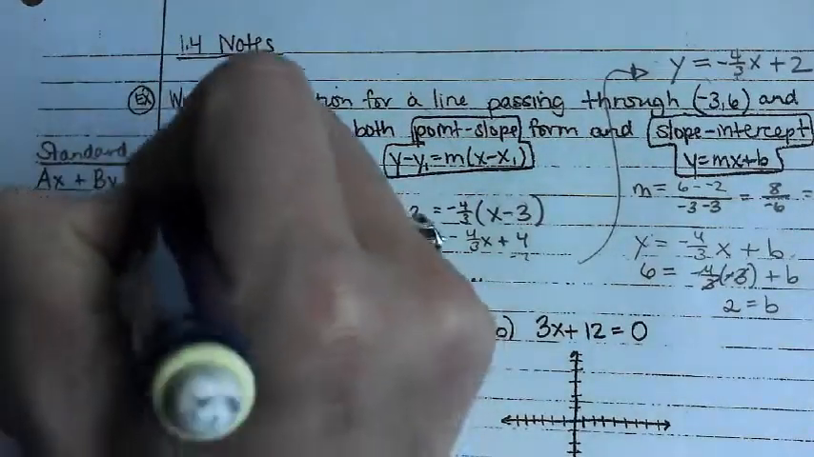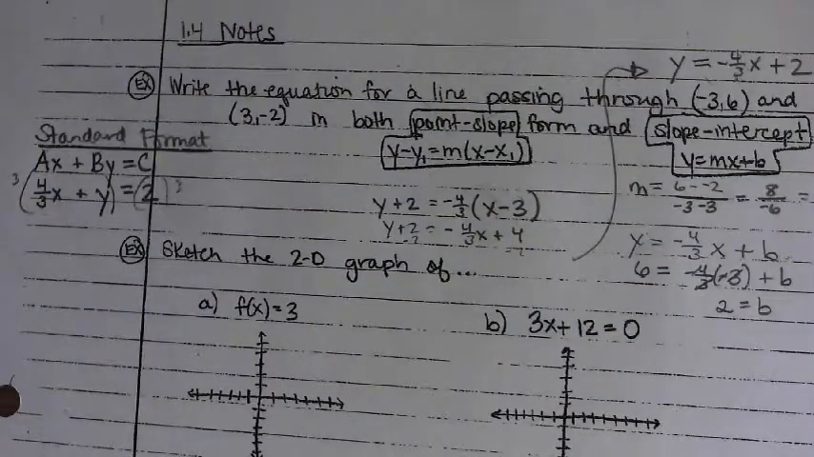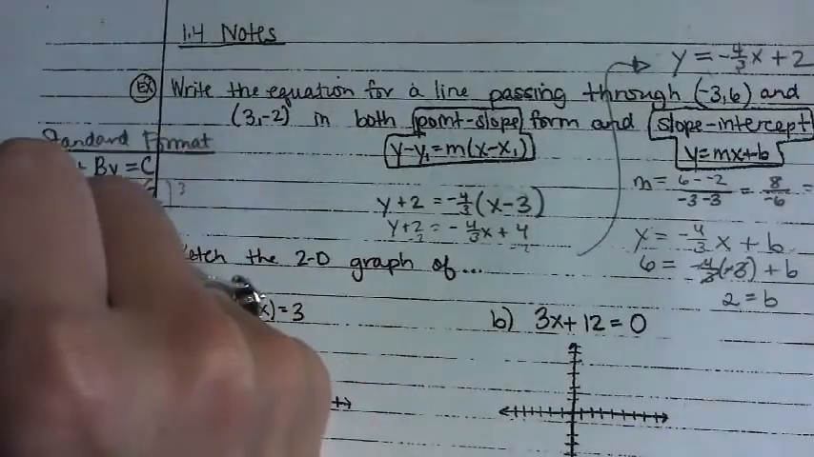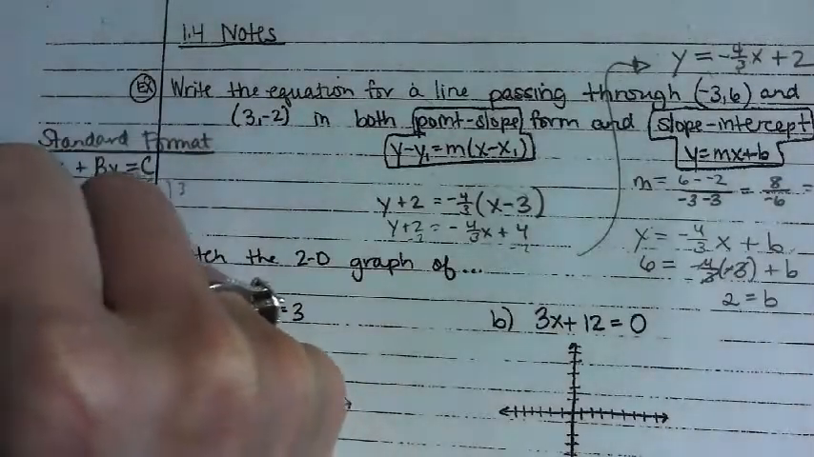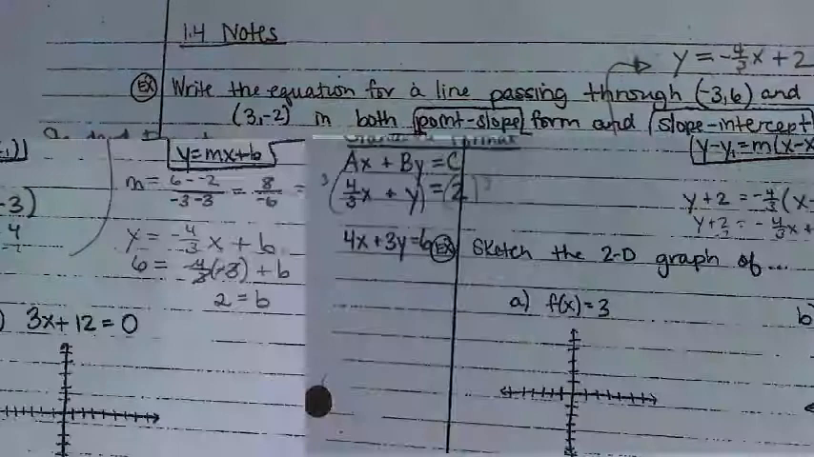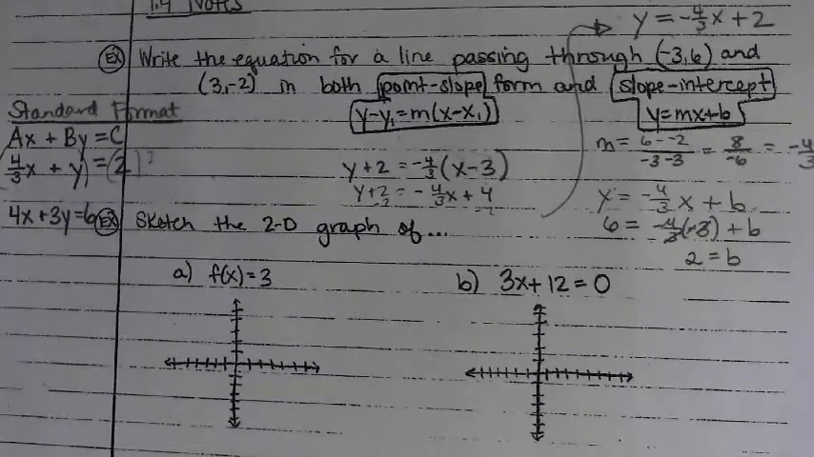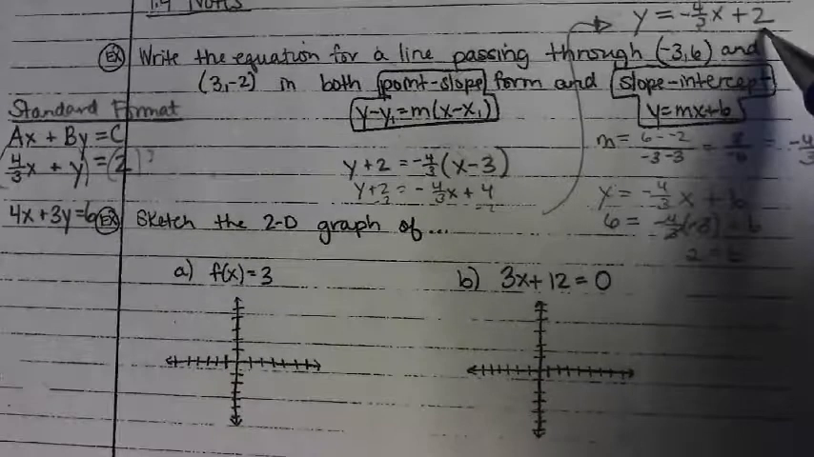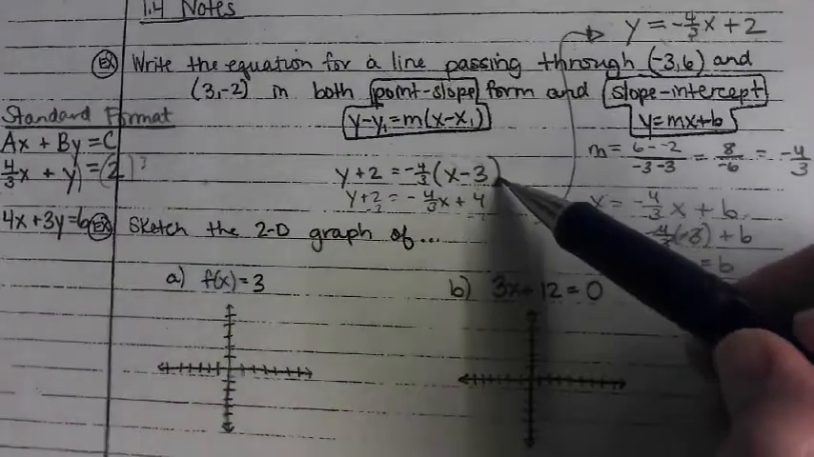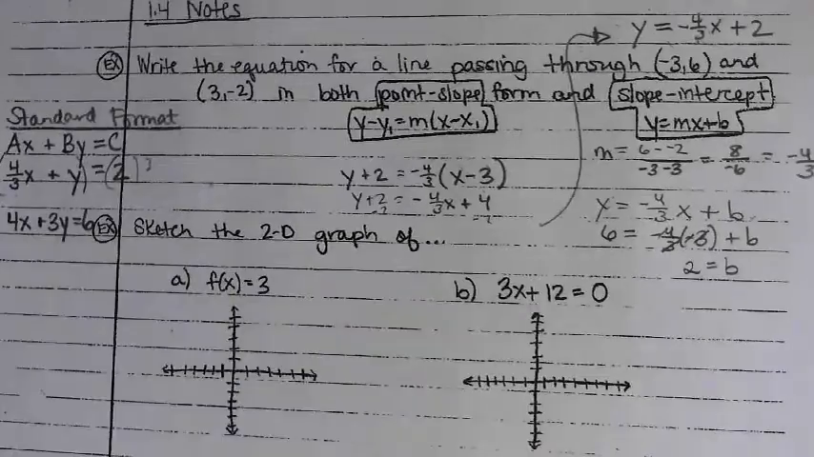On your left-hand side, be a little bit more careful because you have to multiply both terms by that, but that'll give you 4x plus 3y equals 6. And there is now the third format of this same line. Slope-intercept, point slope, standard. Any questions on that?